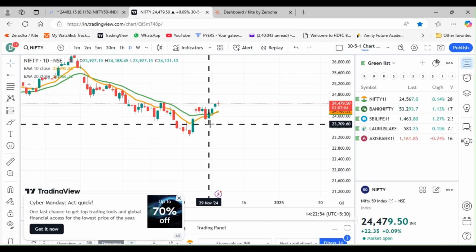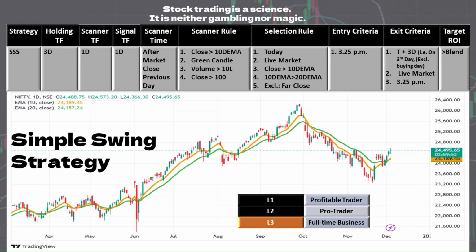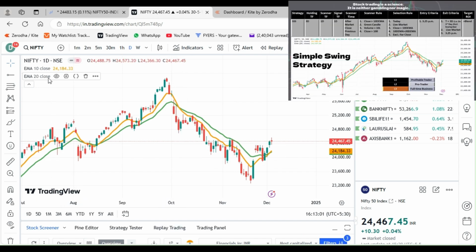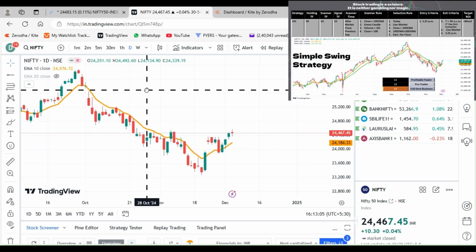Now for any strategy, there are 4 columns that are very important. One is scanner rule, selection rule, entry criteria and exit criteria. I'll show you in the chart how to draw all these scanner rules or all the rules according to the columns that are shown over there. I will make the 20 DEMA line invisible for the time being. Now you can see only the 10 DEMA line is there.